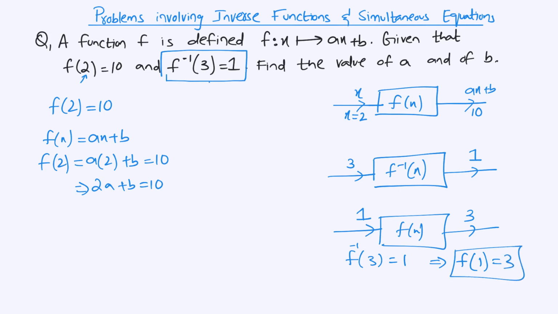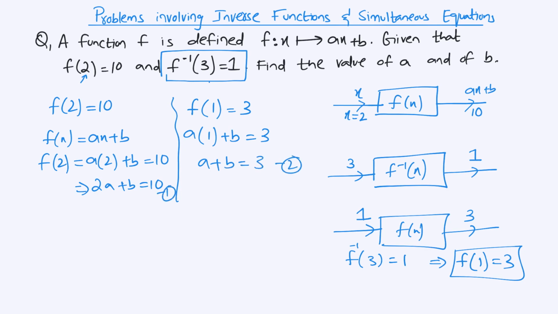So I can use the same equation given to me for f of 1 equals 3. So a times 1 plus b equals 3. A plus b equals 3. That's my second equation, and let me call this my first equation. You can do elimination or substitution, up to you, and solve simultaneously. So after solving simultaneously, if you work it out correctly, you must get a as 7 and b as -4.